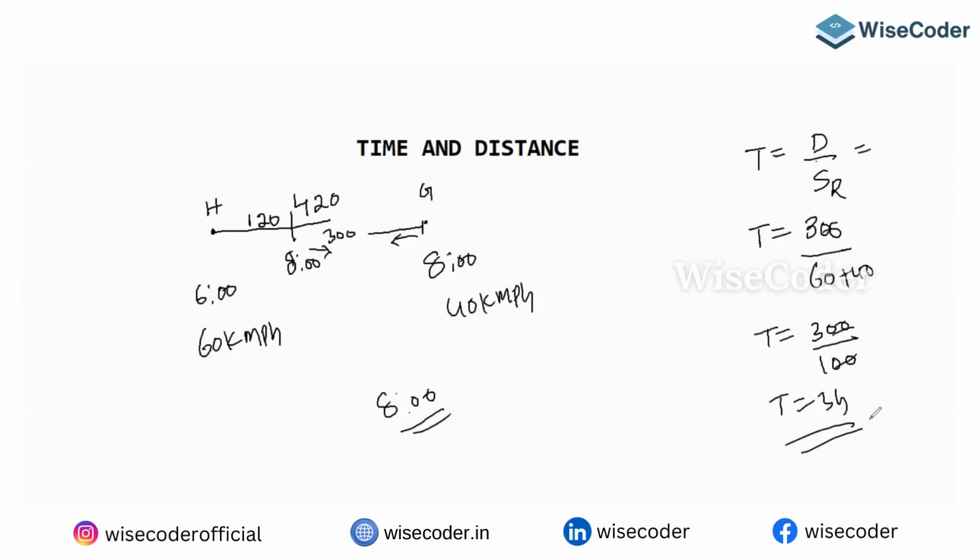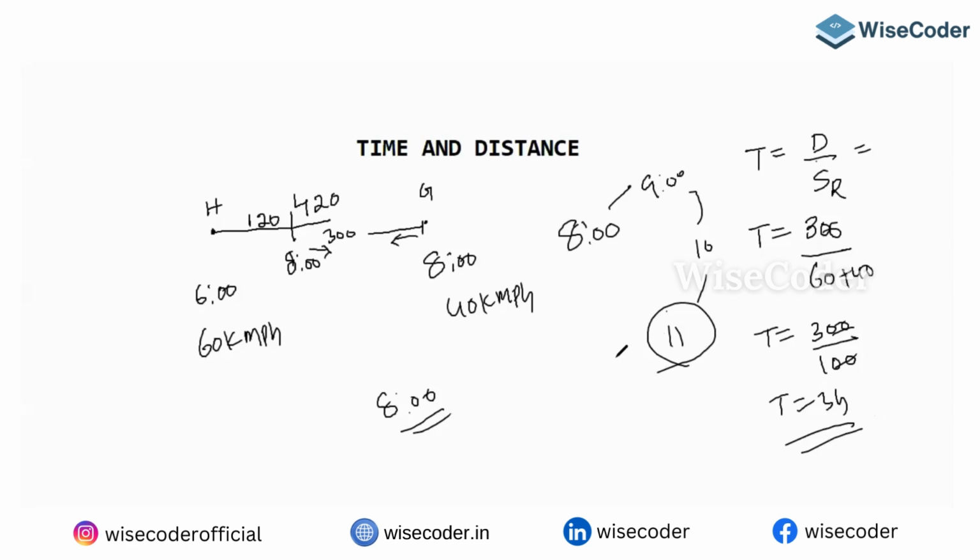You have to take the 3 hours from where? At 8 o'clock. So 8 to 9, 9 to 10, 10 to 11. So after 11 o'clock, they are going to cross each other. That's the point you need to understand in this particular concept.